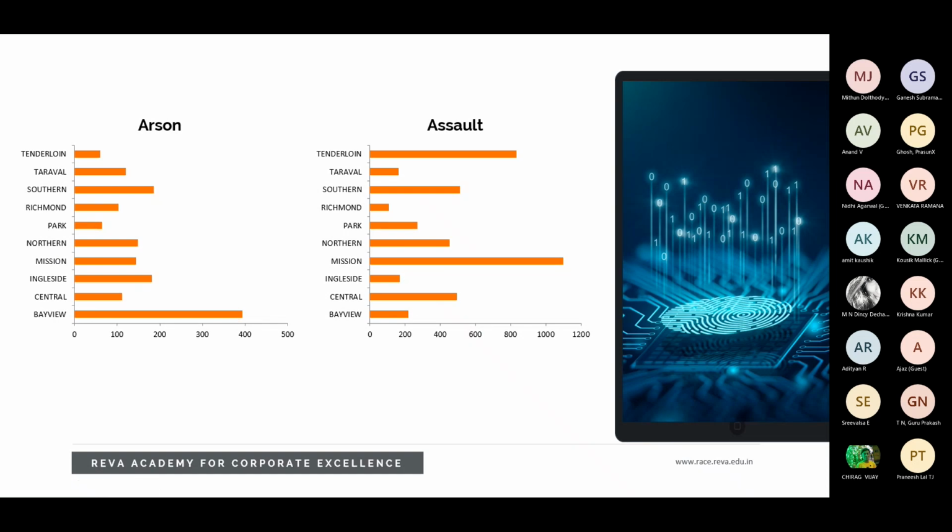I've not done any hi-fi sophisticated regression model, neural network, 2 hidden layers, 3 hidden layers, RBM model, nothing. This itself tells you so much, guys. You can build those algorithms, but find a way of presenting them in the form of charts and such things, because the person who's consuming this may not be a data scientist. Arson, Bayview is the one.